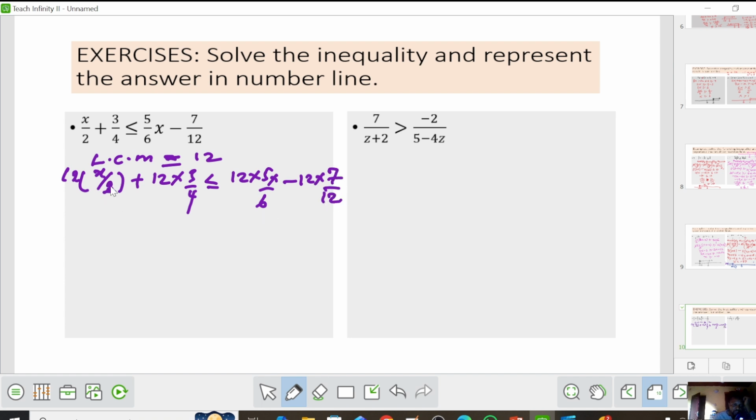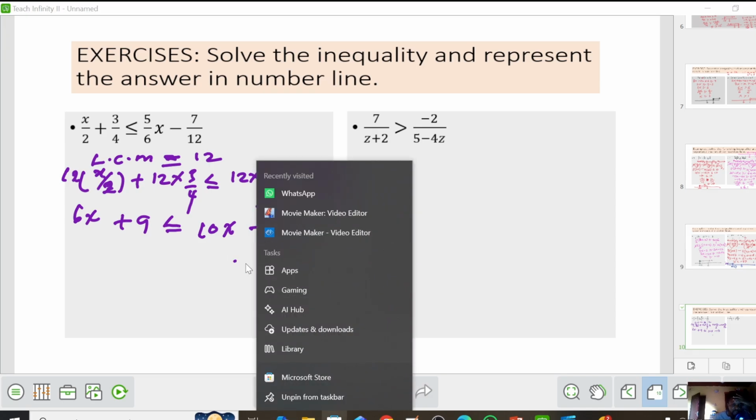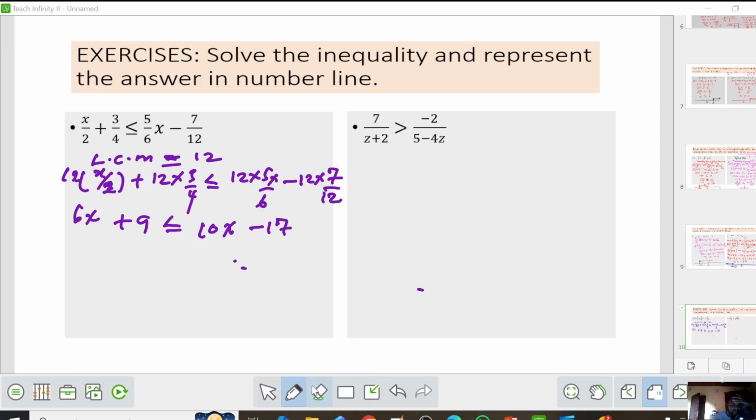So that's how to go about it. This one times 12 gives me 6x. 4 goes into 12 three times, 3 times 3 is 9, plus 9, less than or equal to 6 here, that's 2 times 5, that's 10x. 12 into this will be minus 7. That's minus 7.